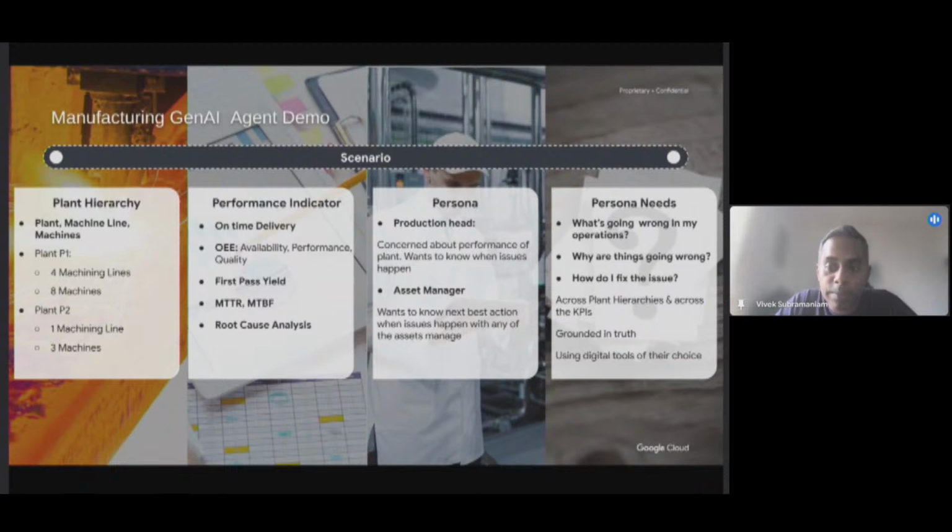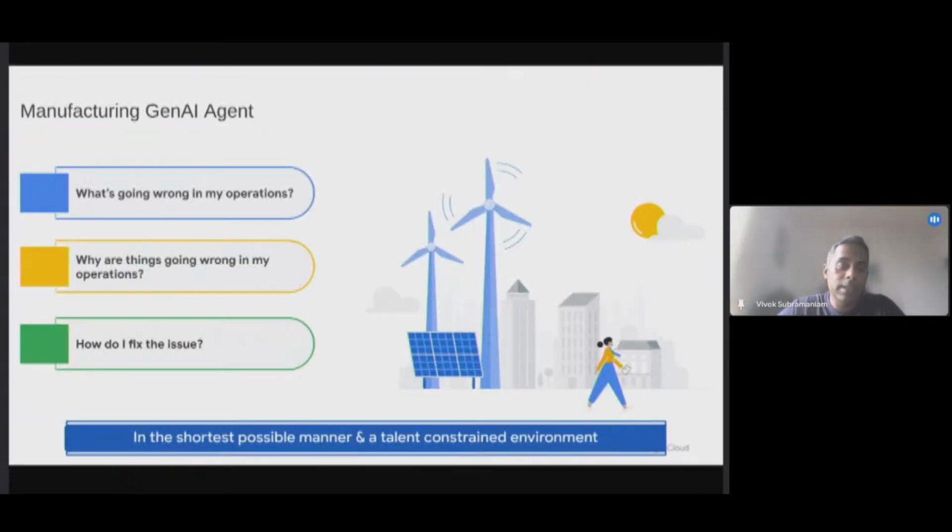Now, I know I've spoken quite a bit, so as opposed to talking, I could move towards showing you how this could play out. I'm going to do that through a demonstration. Think of a scenario where you're an operations manager and you have a set of plants, P1, P2. You have various machines under each plant. P1 has 8 machines, P2 has 3 machines. And of course, there is a set of KPIs that indicate performance. What people really care about in the operations space is just 3 things.